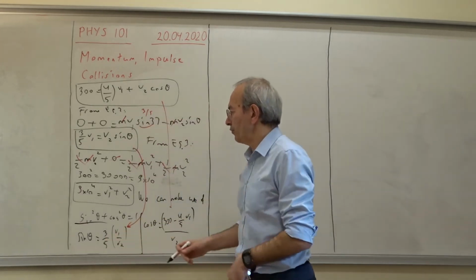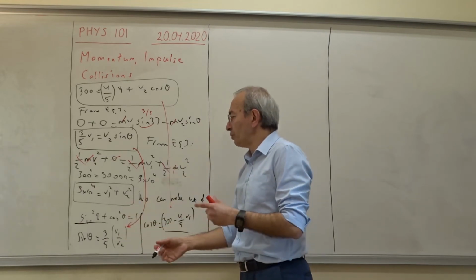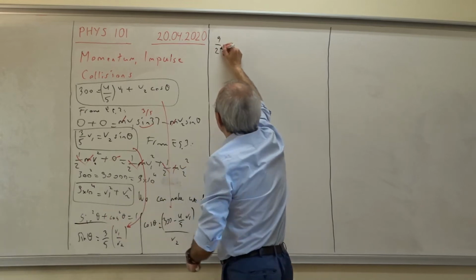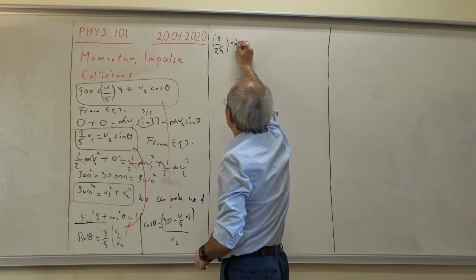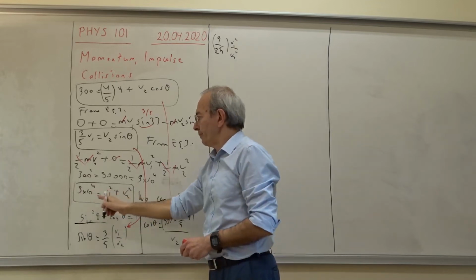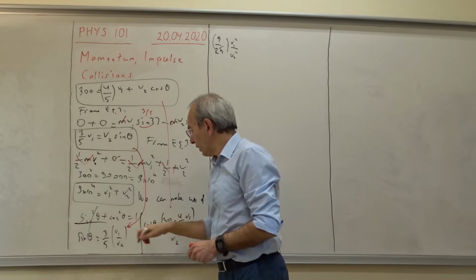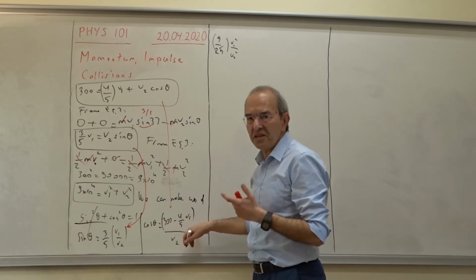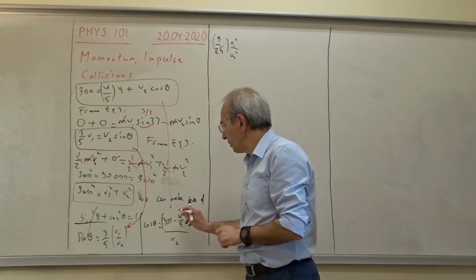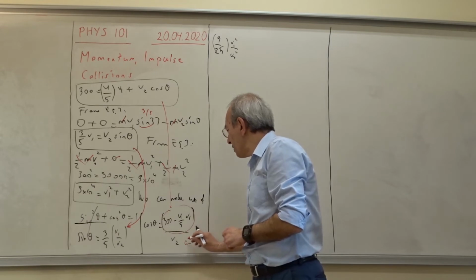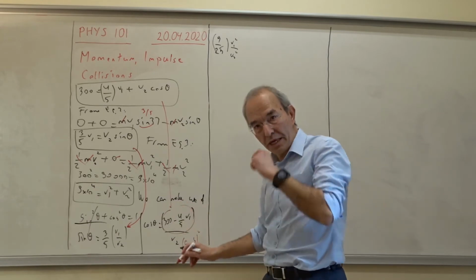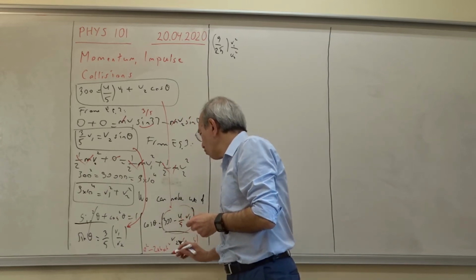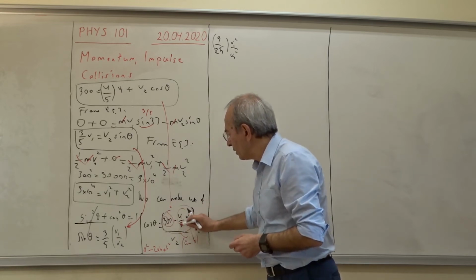Square of this first one, sine theta, is 9 over 25 v1 over v2 squared. So we have 9 over 25 v1 squared over v2 squared, first term. First one is all right. Second one is a bit more complicated, but it is not difficult because it is like a minus b. If you take the square of a minus b, we know that it is a squared minus 2ab plus b squared. And a is 300, b is the other term.